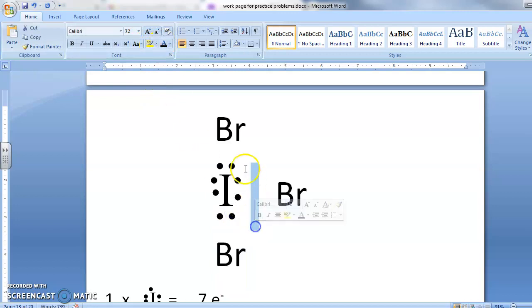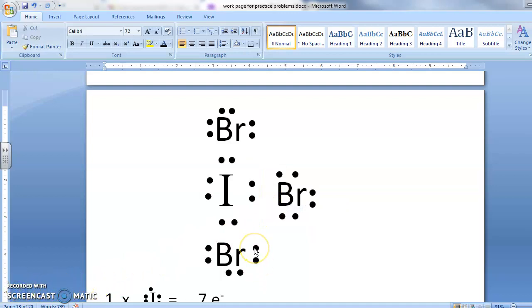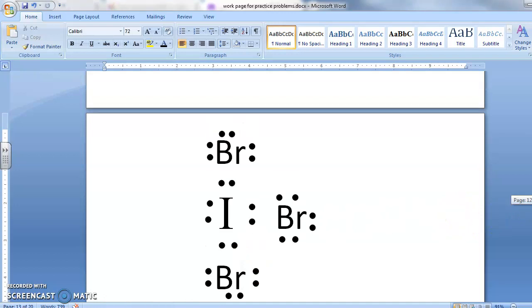And we'll now count our electrons. I've got to surround the bromines with 8, and then we'll count our electrons. So let's count our total electrons. Again, we are supposed to have 28 electrons. We have 2, 4, 6, 8, 10, 12, 14, 16, 18, 20, 22, 24 electrons. And then the 2 over here would be 26 electrons.